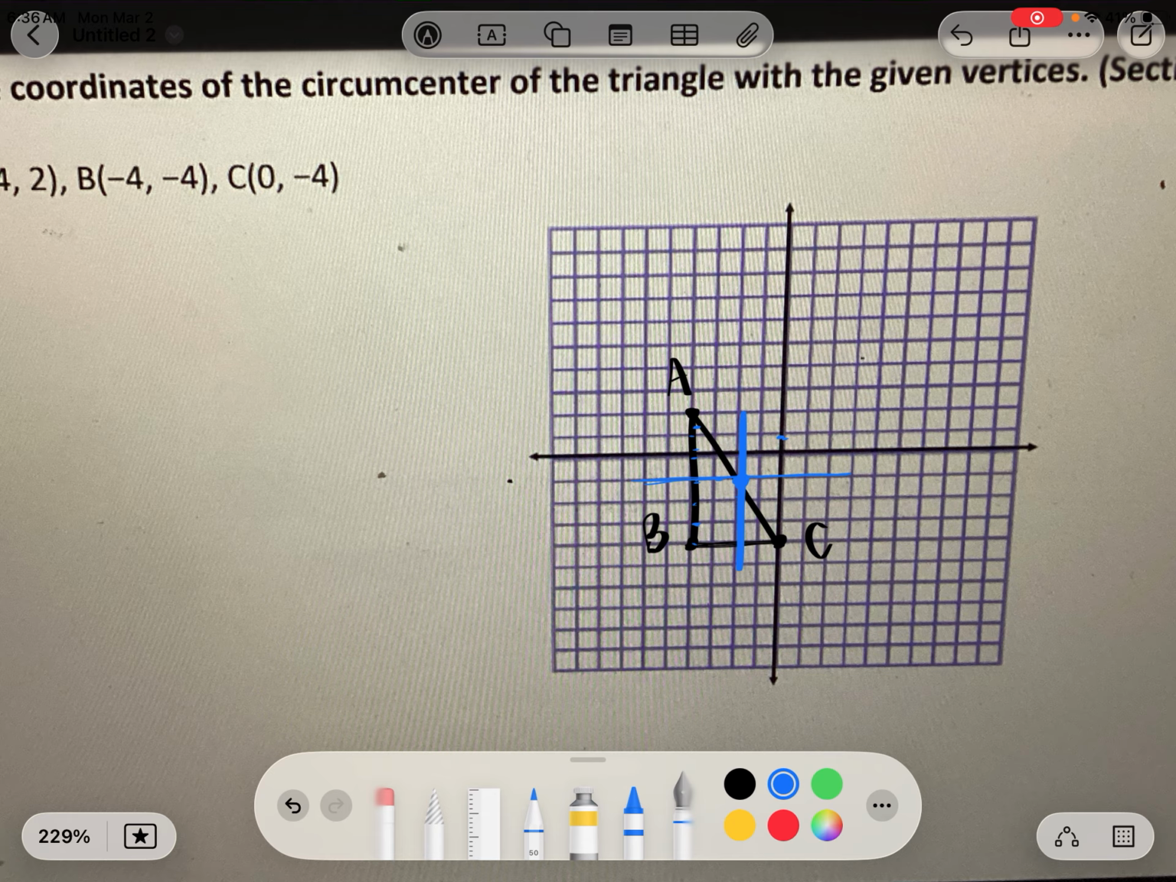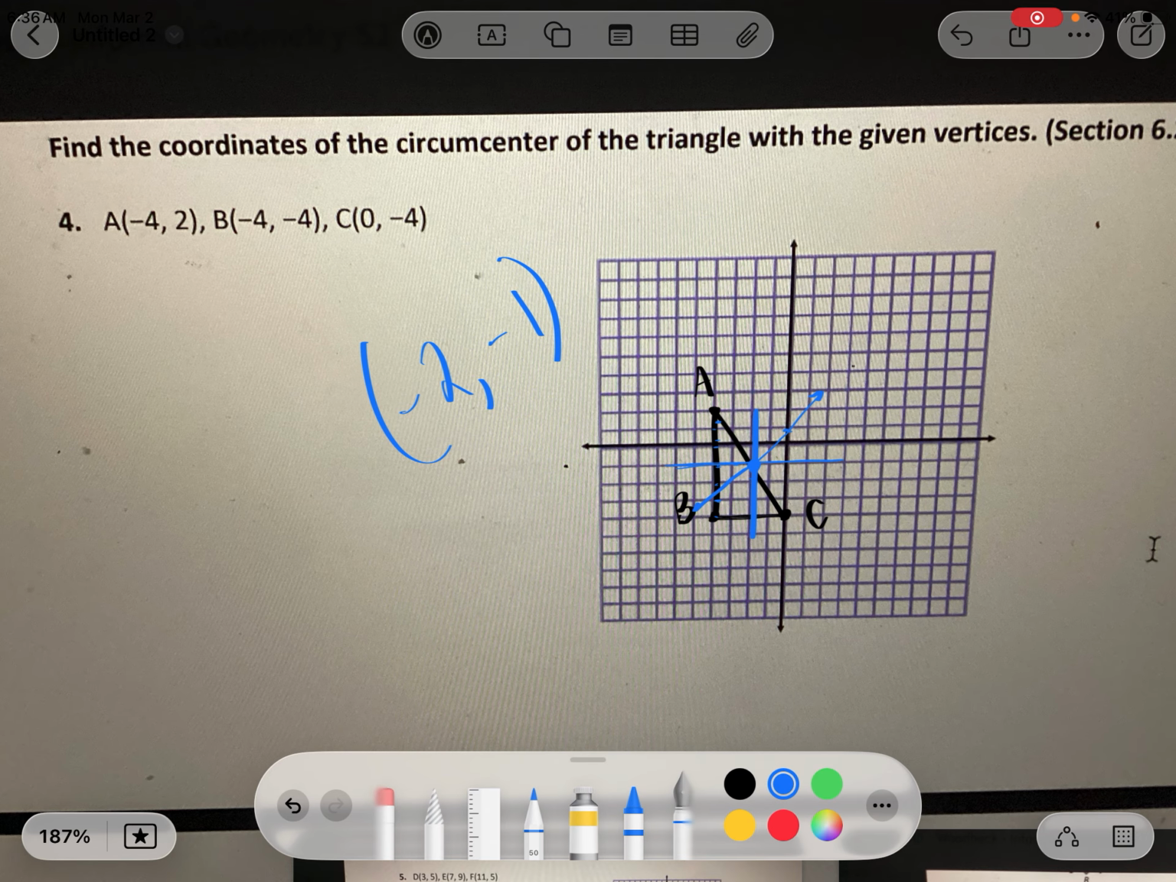And if I make that line come in here, it should be something like that. So coordinates for that would be -2, because it went back 2 from the original, and down 1. That's what number 4 is.